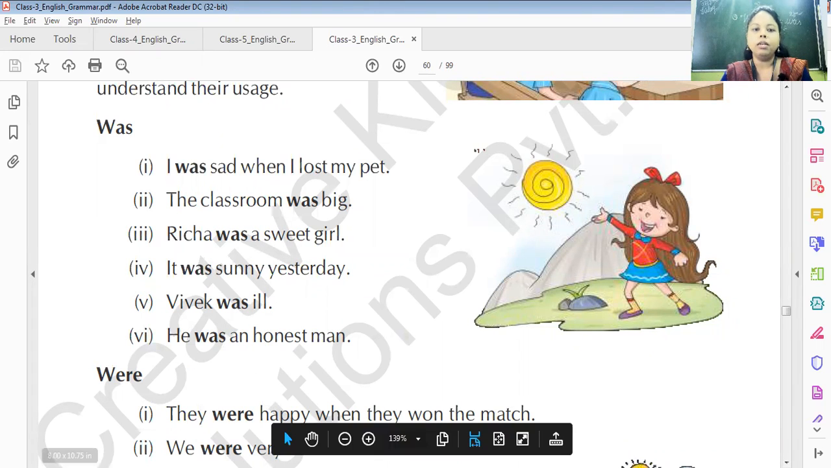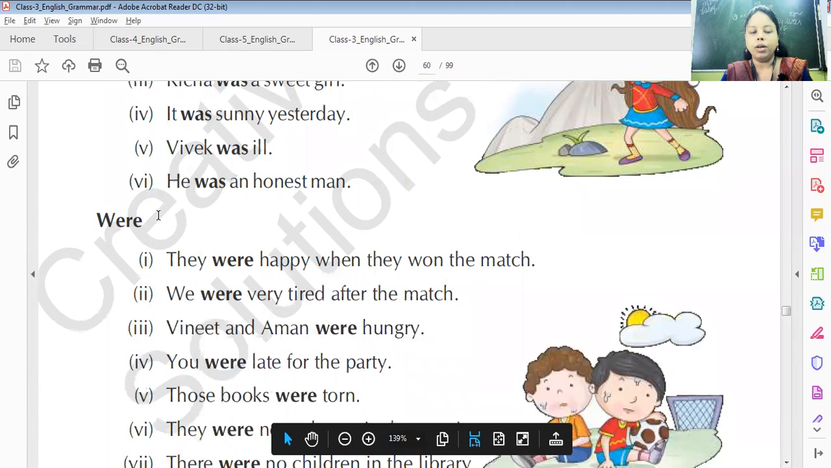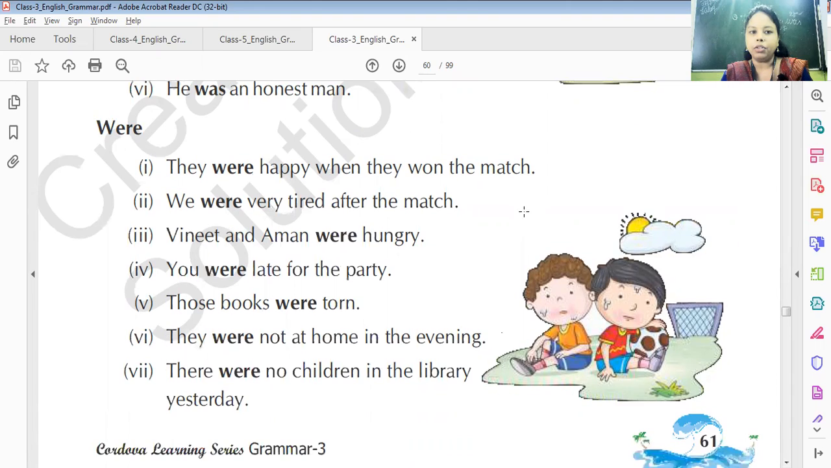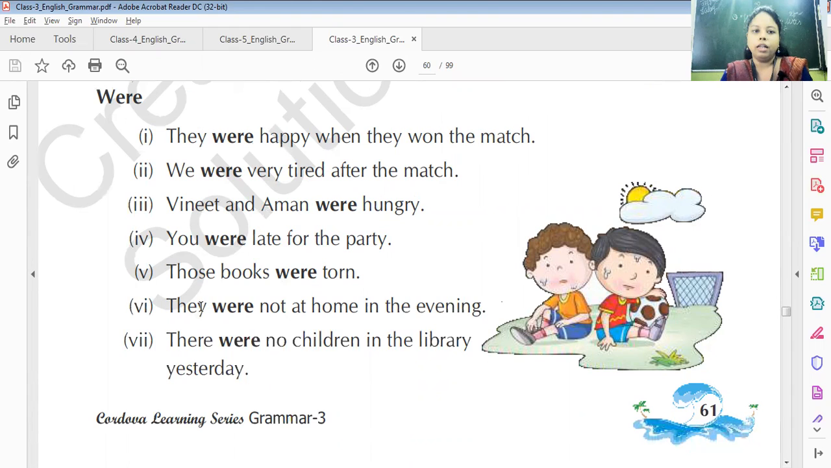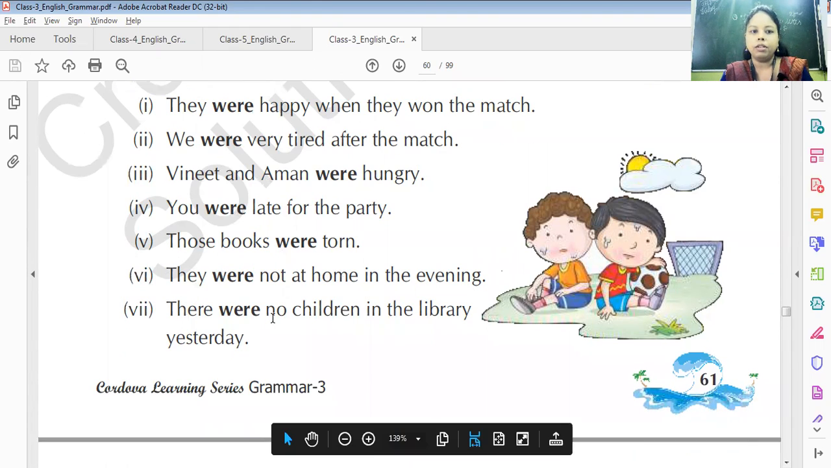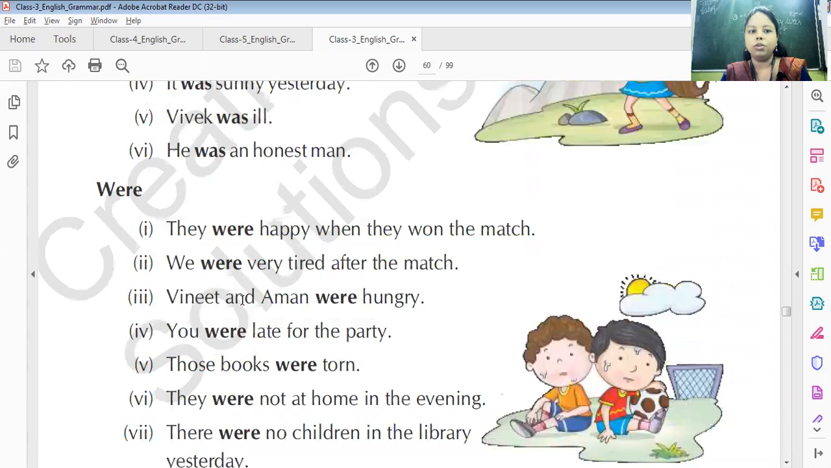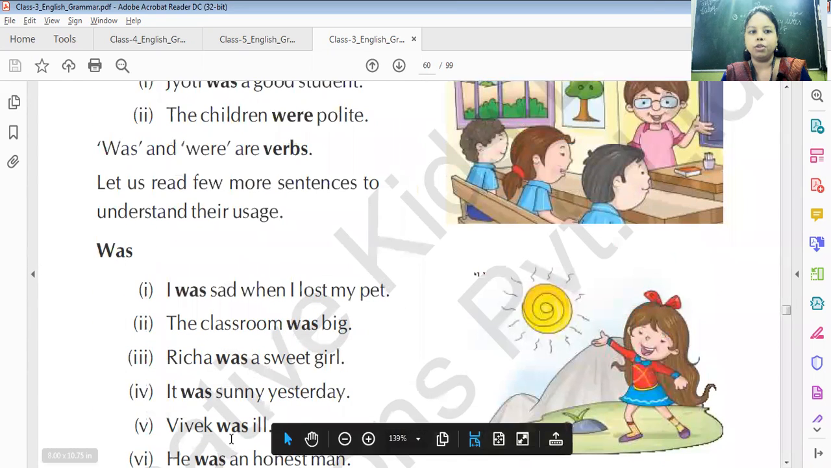He was an old man. But they were happy when they won the match. We were very tired after the match. Vineet and Aman were hungry. You were late for the party. Those books were torn. They were not at home in the evening. There were no children in the library yesterday. These are the uses of were and these are the uses of was.